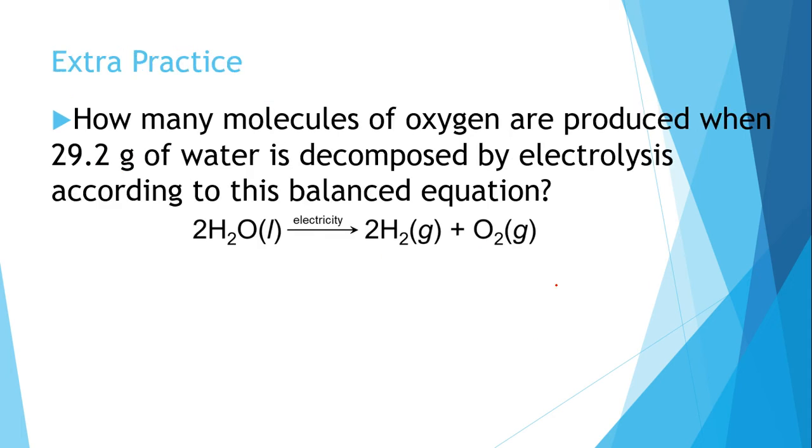Now, we said that you don't have to only start with grams. You can also go to molecules, atoms, formula units. So let's do an example where we are working with molecules here. This question reads, how many molecules of oxygen are produced when 29.2 grams of water is decomposed by electrolysis, according to the balanced equation below? Always start with what you're given. Here, you're given 29.2 grams of H2O.